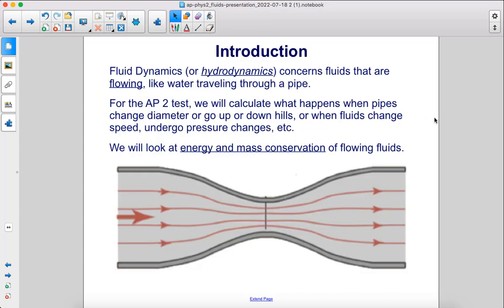Fluid dynamics, or hydrodynamics, concerns fluids that are flowing, like water traveling through a pipe. For the AP2 test, we will calculate what happens when pipes change diameter, or go up or down hills, or when fluids change speed, undergo pressure changes, etc. We will look at energy and mass conservation of flowing fluids.